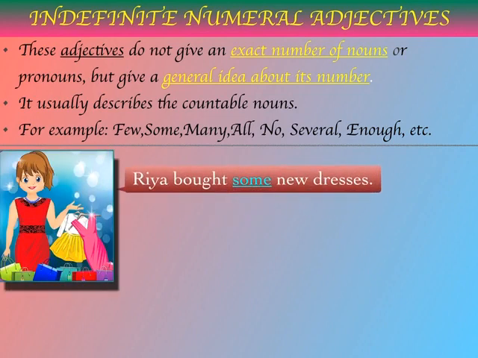The first image says Ria bought some new dresses. So here new dresses is the noun, and how many dresses did she buy? She bought some new dresses. Although the dresses are countable, we are using the word some, which is considered to be an indefinite numeral adjective describing the countable noun dresses.